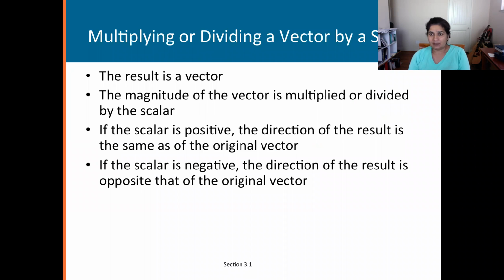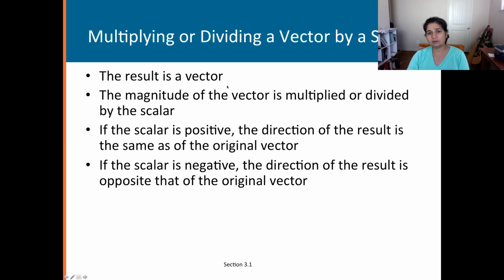Multiplication and dividing a vector by a scalar, these are important to know. Essentially, the scalar will just change the magnitude by that factor. So say you're multiplying by 3, then your vector magnitude is going to become 3 times as large. If you're dividing by 3, it's going to become 1/3 in magnitude. It will have no effect on the direction, so the vector will keep its original direction.